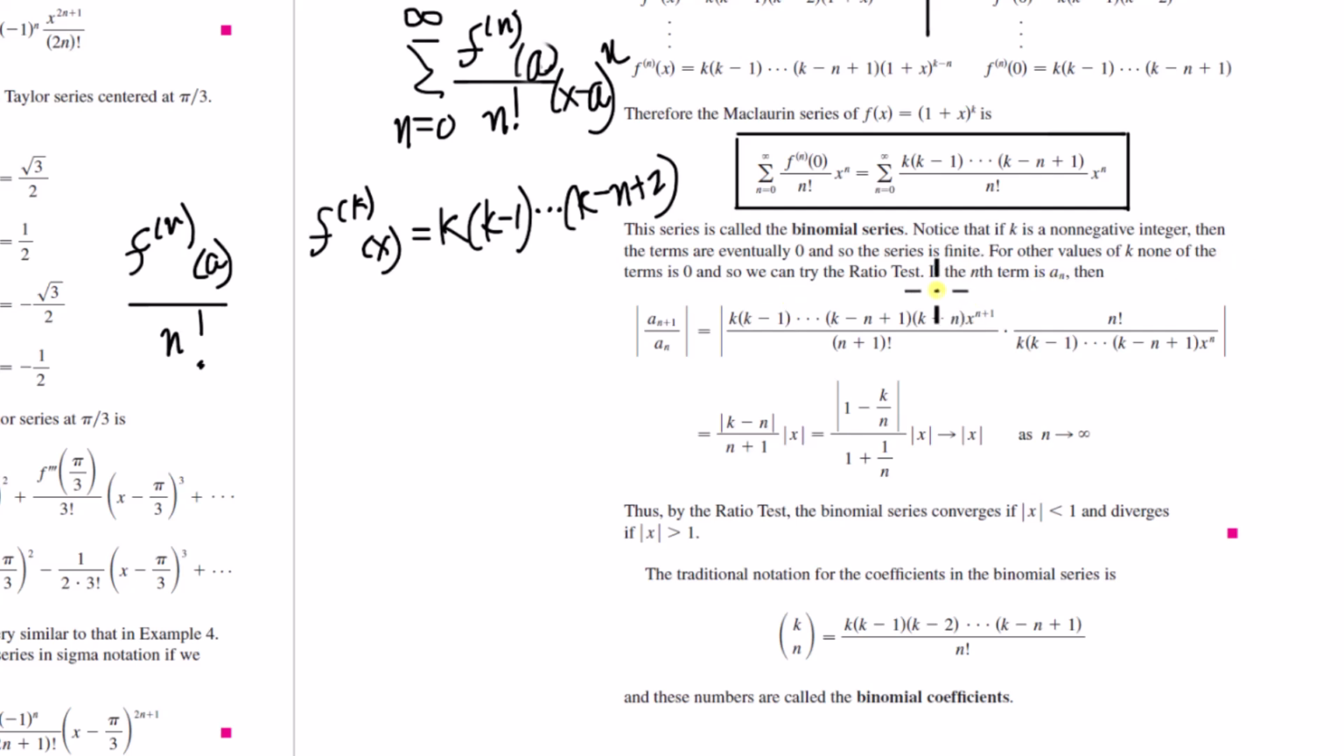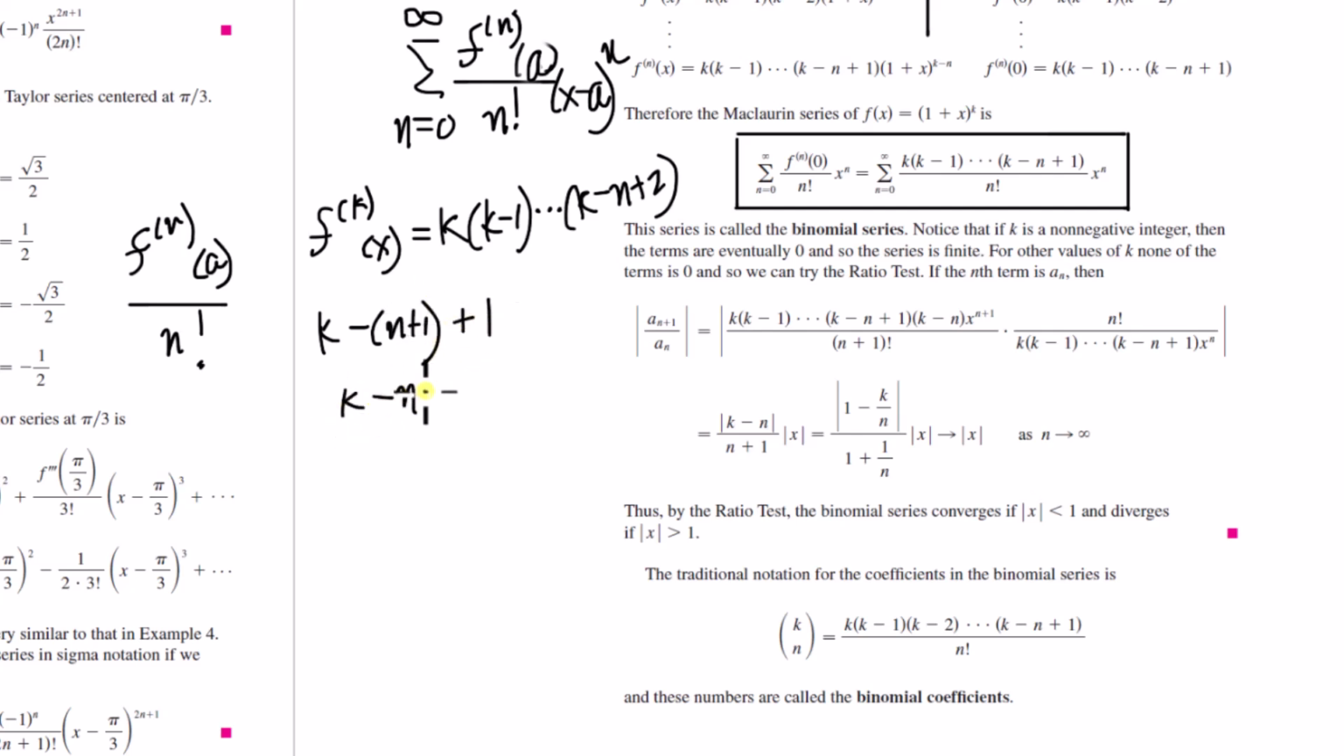Okay, so what we want to do next is use the ratio test to get the radius of convergence of this series. So the absolute value of a sub n plus 1 over a sub n. They put here, okay, you've got n plus 1. So k minus n plus 1 plus 1.